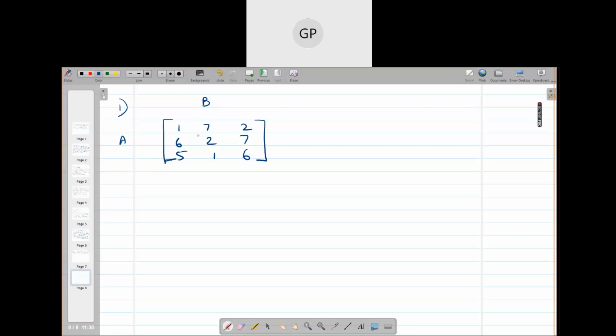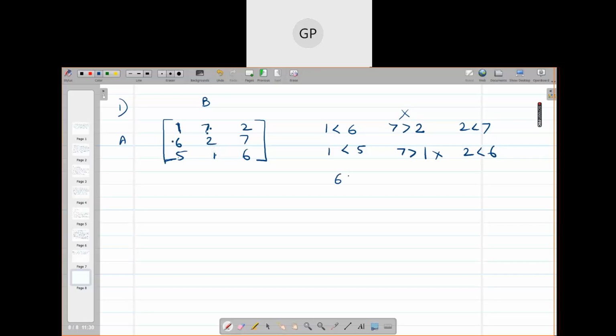Can you see any clear dominance? If you compare the first row and second row, 1 is less than 6, but 7 is greater than 2. 2 is less than 7, so this element is not satisfying. Then 1 and 3: 1 is less than 5, but 7 is greater than 1, and 2 is less than 6. So here again the second element is the maximum. The maximum element of this pair is 7. So no dominance is visible in first and second, nor in first and third. Now let us compare second and third.